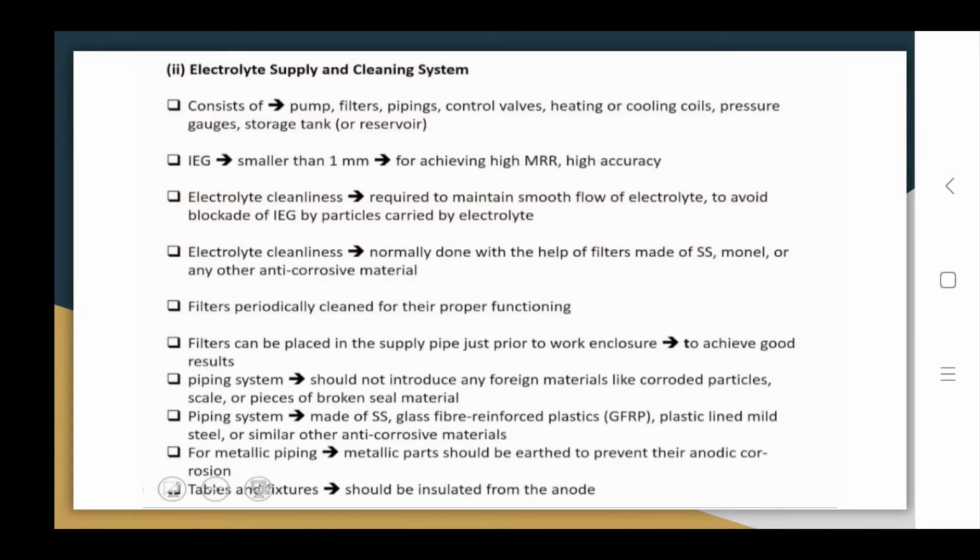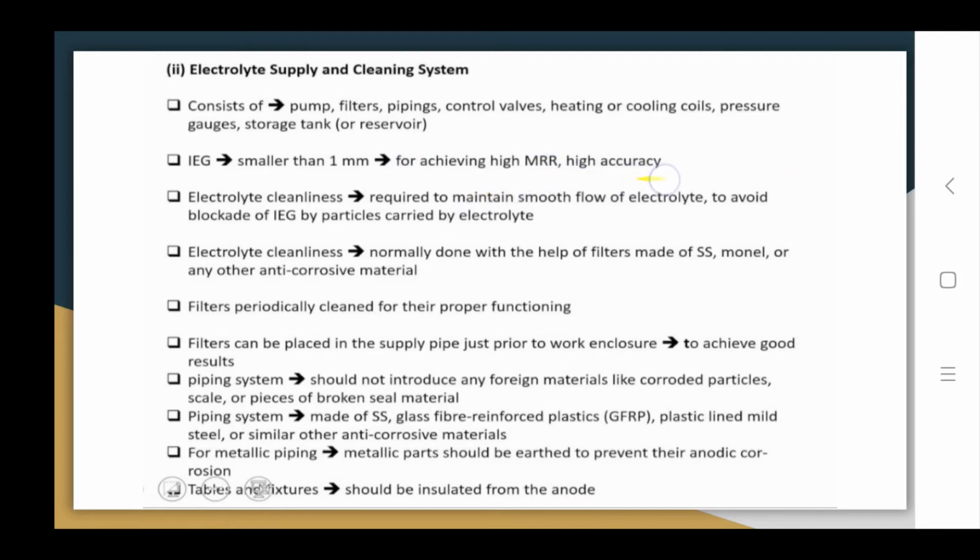The next element is the electrolyte supply and cleaning system. It consists of a pump, filters, pipings, control valves, heating or cooling coils, pressure gauges, and a storage tank or reservoir. Electrolyte supply ports may be made in the tool, work, or fixture depending upon the requirement of the mode of electrolyte flow. A small interelectrode gap, usually smaller than 1 mm, should be maintained for achieving high material removal rate and high accuracy.